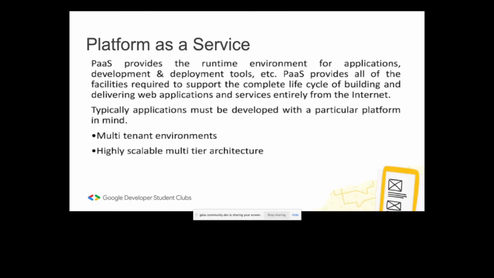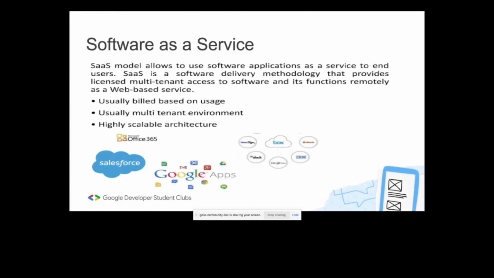Platform as a service provides a runtime environment for applications, for development, deployment, everything, for the entire life cycle of the product. Examples are AWS Lambda, Elastic Beanstalk. Software as a service are user end applications which are provided. They're multi-tenant. Examples are Google Apps, Microsoft 365, Office 365, Slack. All these are software as a service.